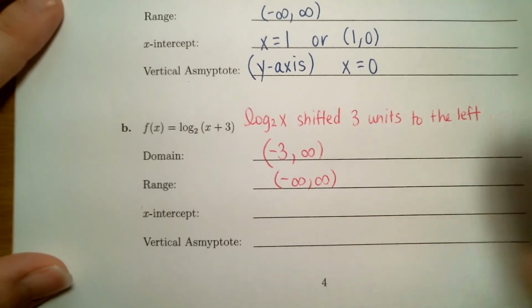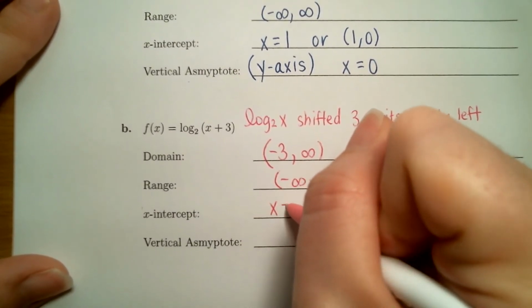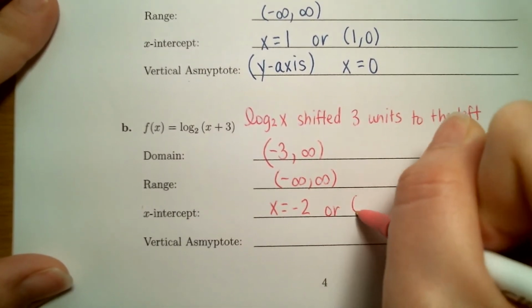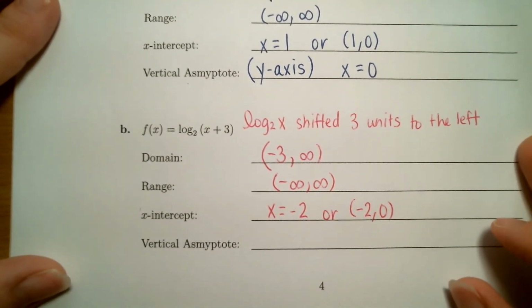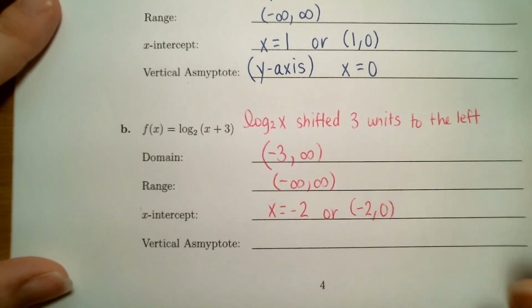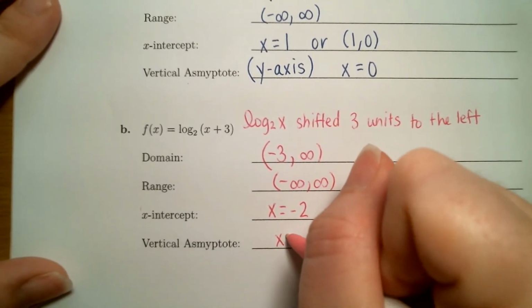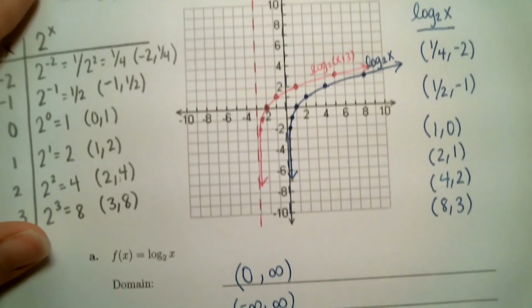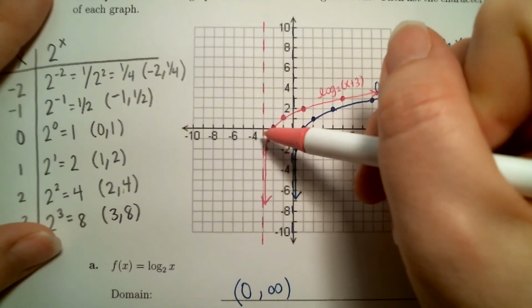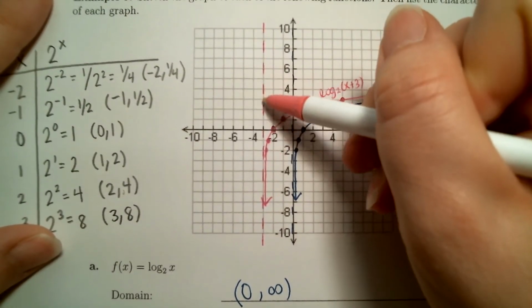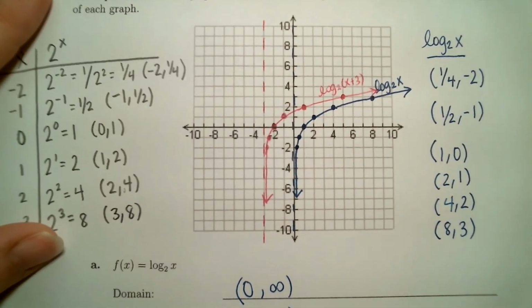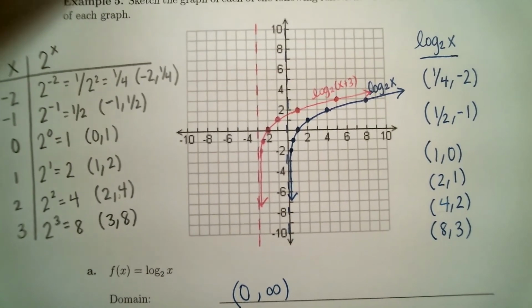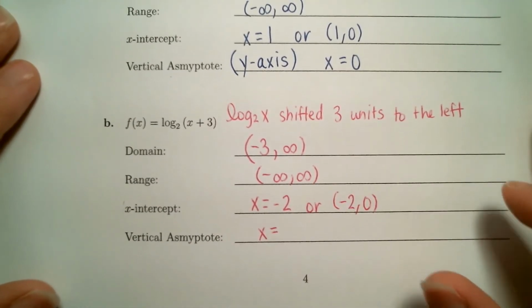So again, I'm going to write x equals -2, or the ordered pair (-2, 0). And then lastly, we need to write down the equation of our vertical asymptote. Again, since it's a vertical line, it's going to be x equals, okay? And if you look at this pink dotted line, every point on this pink dotted line has an x coordinate of -3, okay? If you looked at various points on that line. So the equation of the vertical asymptote is going to be x equals -3.